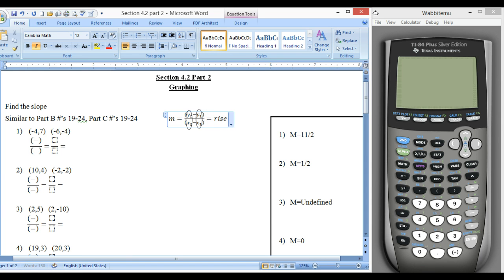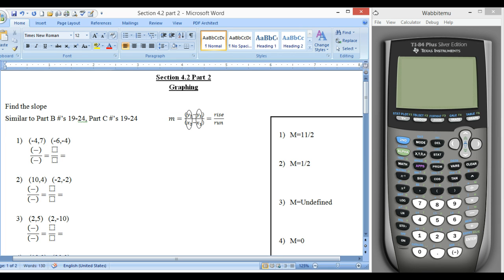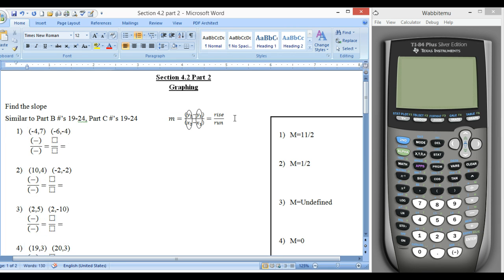Rise over run. What that does in my mind is rise means how far up and down I'm going. So I'm rising something. And that again goes back to y being the tall letter.